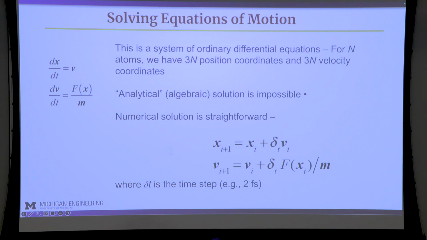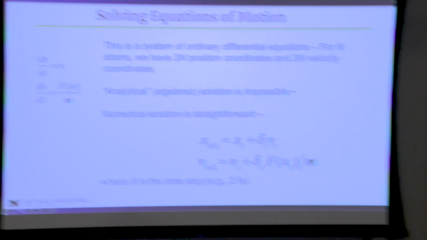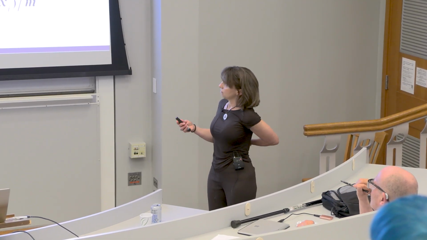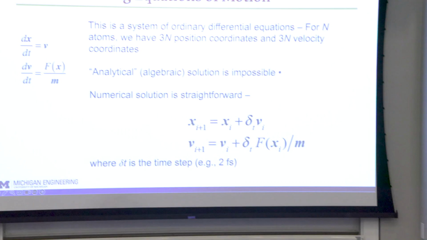Okay, so how do we solve this? Now that we have some initial information, we decide what is the force between the atoms, what is the velocity, what is the temperature if you want, or periodic boundary condition. We need to solve the equation.